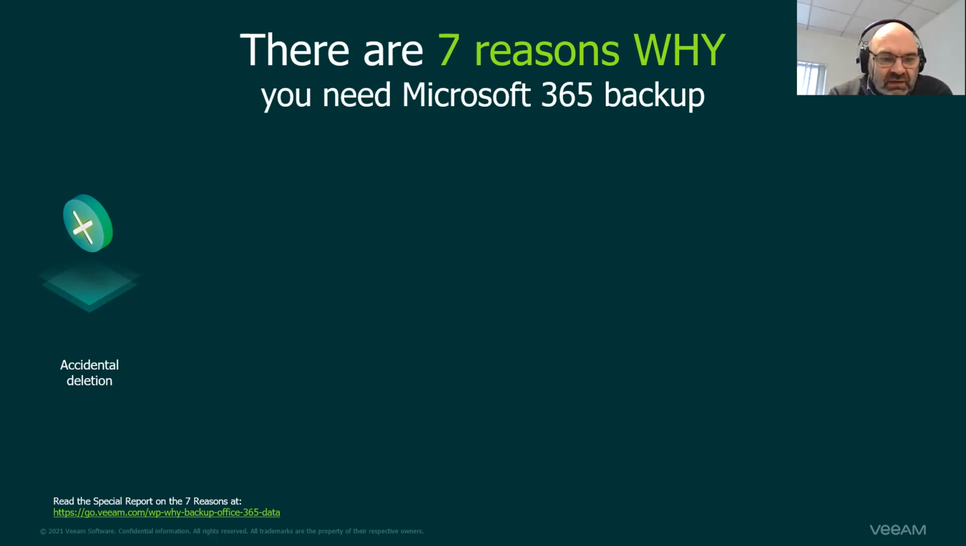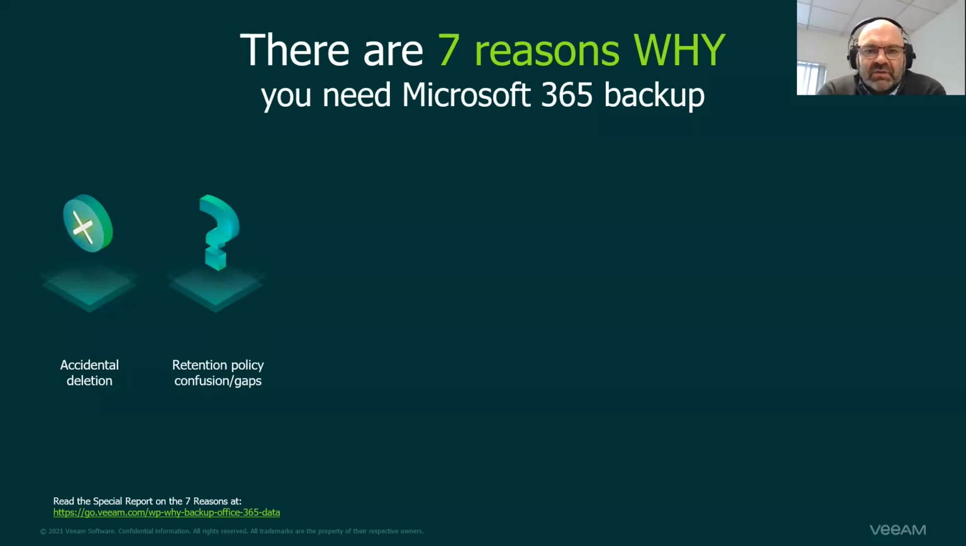The biggest one is accidental deletion. So, the human error: a user simply deleted something and he needs it back. There is also the retention policy confusion and gaps. So yes, there are some retention policies within Microsoft 365: I delete the mail, it goes to my bin, and then after a certain amount of time it goes away or it stays there, depending on how you set up the policy.